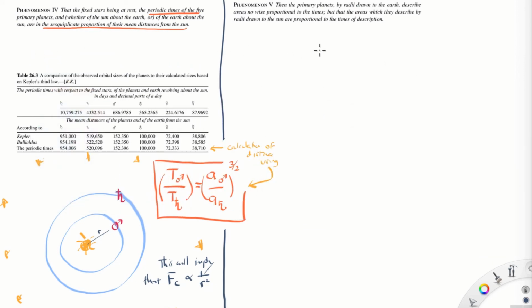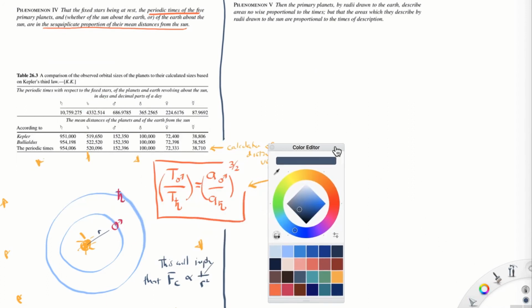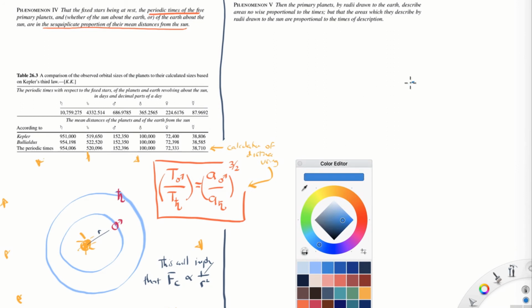What he says is that the primary planets, by radii drawn to the Earth, describe areas in no wise proportional to the times, but that the areas which they describe by radii drawn to the Sun are proportional to the times of description. So in other words, if you imagine the Earth to be at the center of the universe, and you look at the motion of Mars through the sky, and you draw a radius from the Earth to Mars, you're going to find that the areas are not proportional to the time.